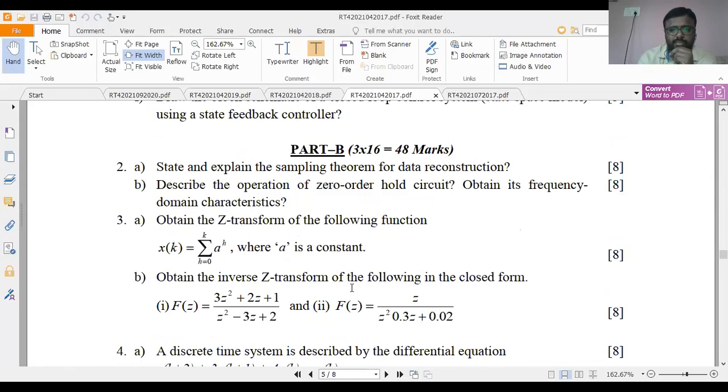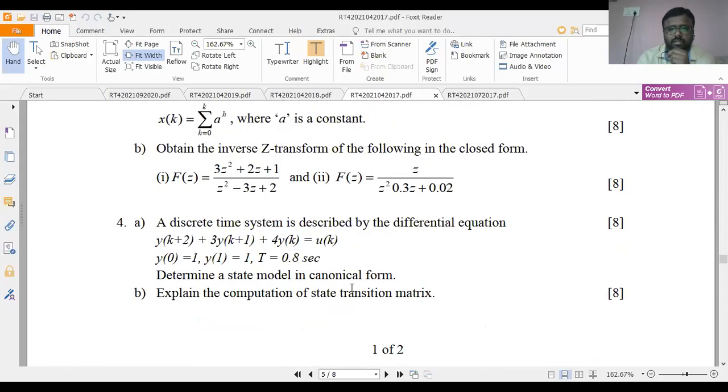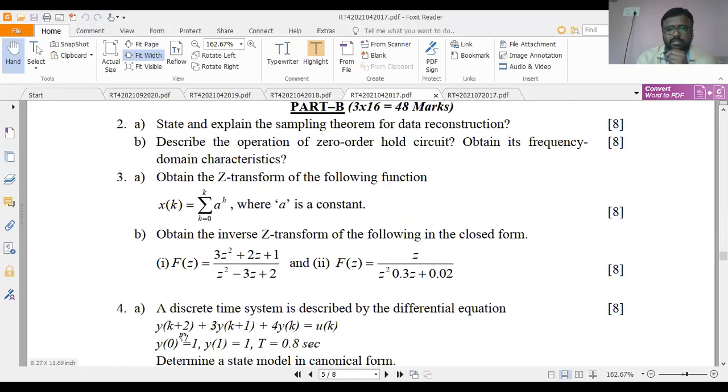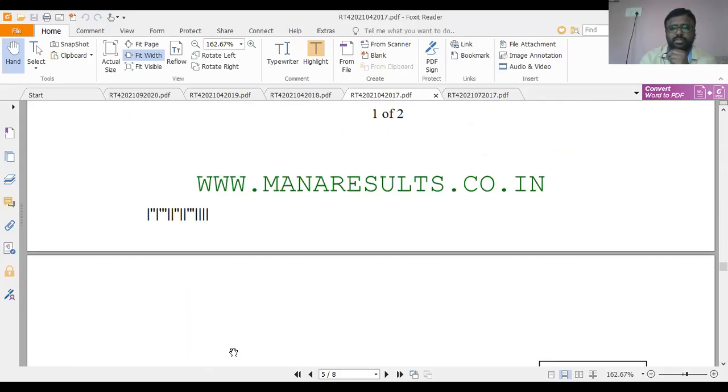So the next one is obtain the inverse Z transform for the following function, that is F(z). Okay, you can use any kind of method. And next one he has asked, it is a difference equation and you have to determine the expression, that is Y(z) divided by U(z) with the consideration of the initial conditions. And after that determination, you have to substitute the value of capital T equal to 0.8 seconds.